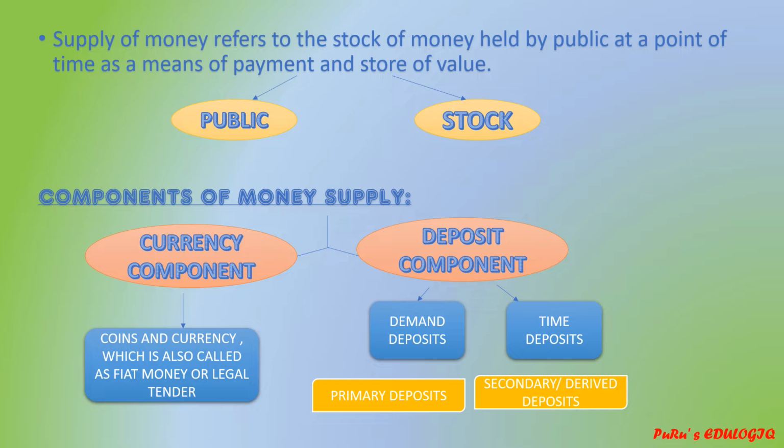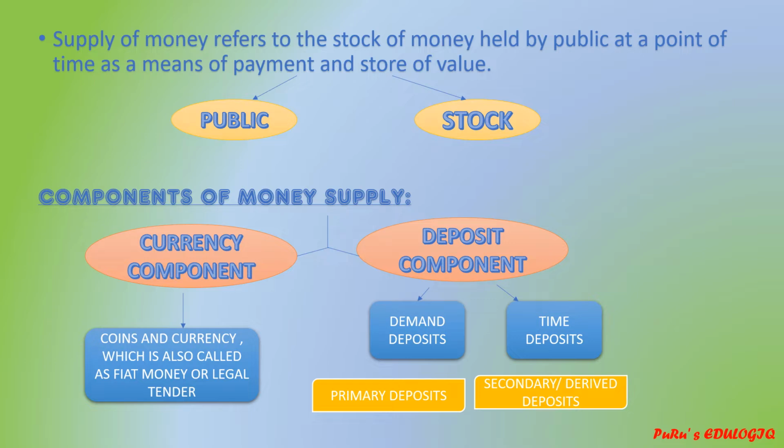Coming to the components of money supply, it includes two components, currency component and deposit component. Currency component is nothing but the coins and currency notes issued by the central government, which is also known as the legal tender. And when we talk about deposit component, it has demand deposits and time deposits. Demand deposits refers to those deposits which a customer is willing to withdraw at his own will and wish, whereas time deposits are deposits which are withdrawn after completion of maturity period. Hence, savings deposits and current account deposits are called demand deposits, whereas time deposits, examples are fixed and recurring deposits.